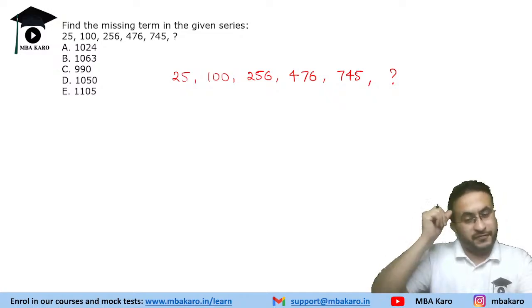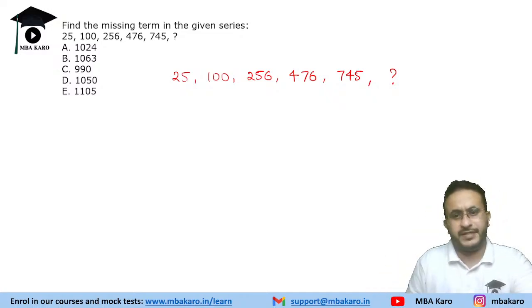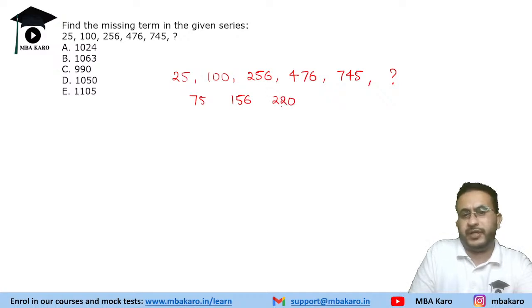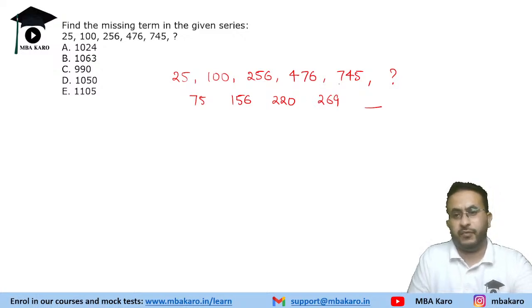Any pattern that you can figure out? प्रोडक्ट से नहीं बन रहा तो डिफरेंस लो. This difference is 75, 156. Okay, then you will get 220, then it is 269. Okay, ये missing है, right? Now what we will do is we will take double difference, right?